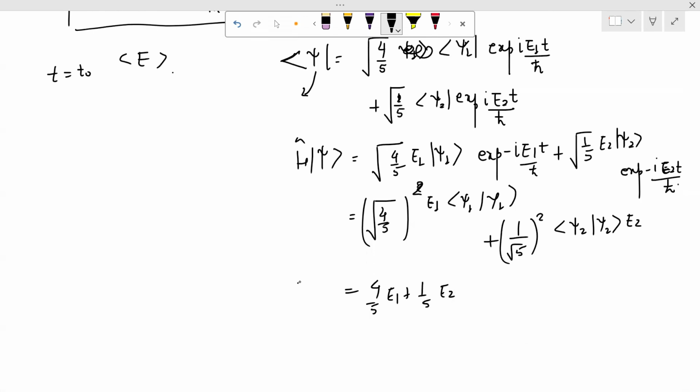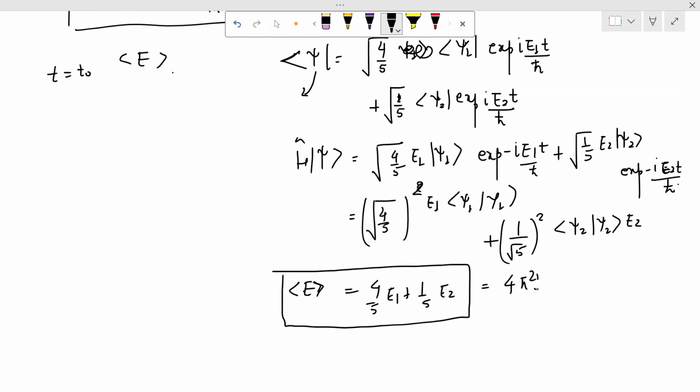So even if you're trying to evaluate the average value of energy at a later time, then also the value would remain the same. That is, it will give you the answer as total average value of the energy will be 4 pi square hk square upon 5 m a square, if I'm not wrong.